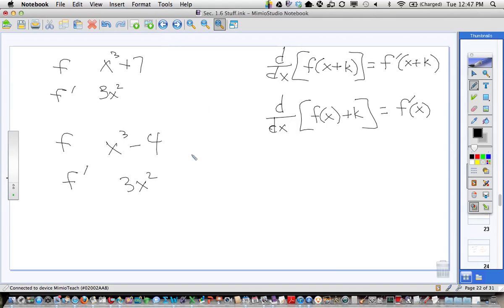Okay? All right, so that kind of makes sense. So here's the main one that we haven't talked about. This one's kind of tricky. What if you have a number multiplied on the inside? What if you have a number multiplied on the inside?